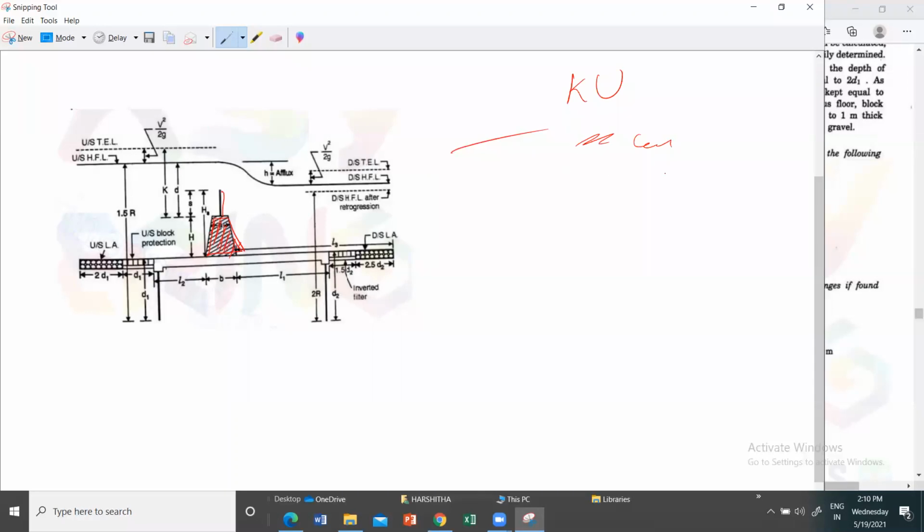So this is actually a vertical drop here. This is the weir portion. This is the crest portion. This is the gate portion. This is the iron gate and this is the cement concrete weir. So this is constructed with cement concrete and this is the iron gate.